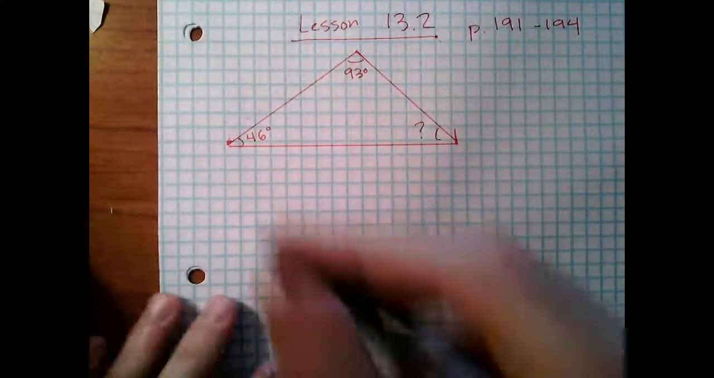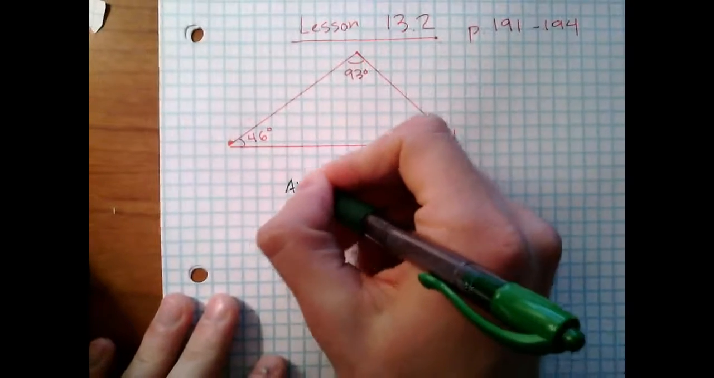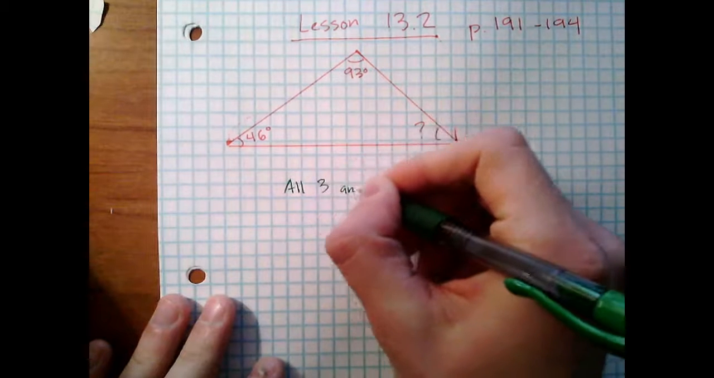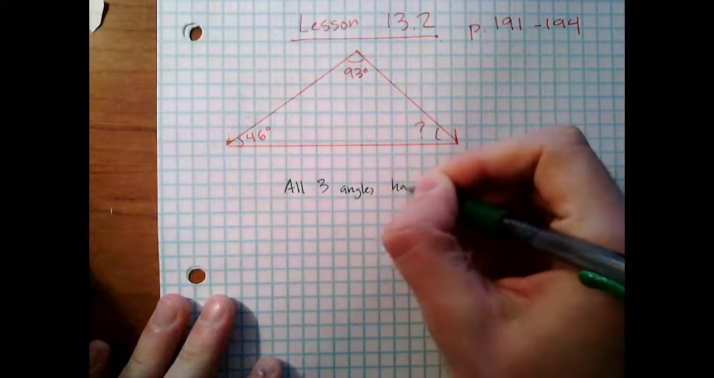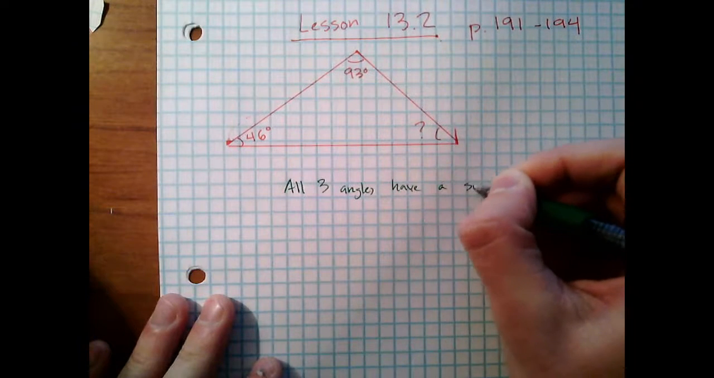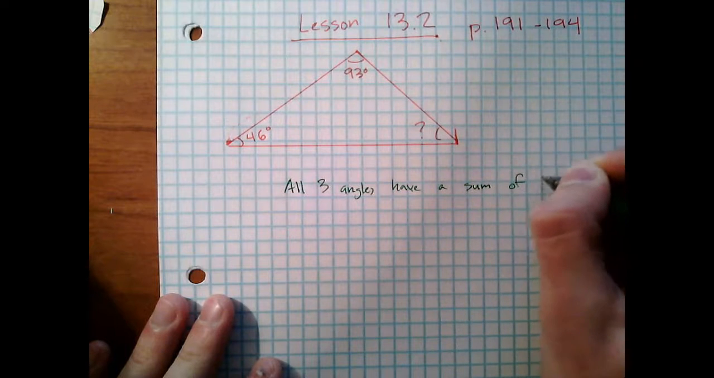What that should tell us is that in any triangle, all 3 angles have a sum of 180 degrees.